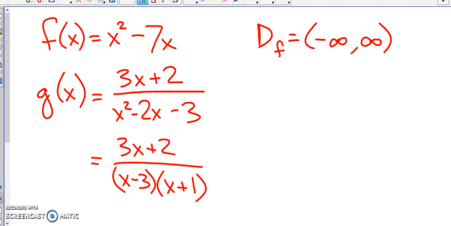Anyway, so where would that be equal to 0? Right, so you would have 0 on the bottom when x is 3 or when x is negative 1. You don't want that because division by 0 is bad. So I know that I don't want 3 and I don't want negative 1. The question then becomes, how do I write that?